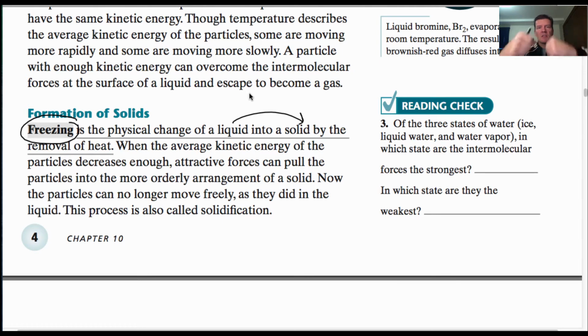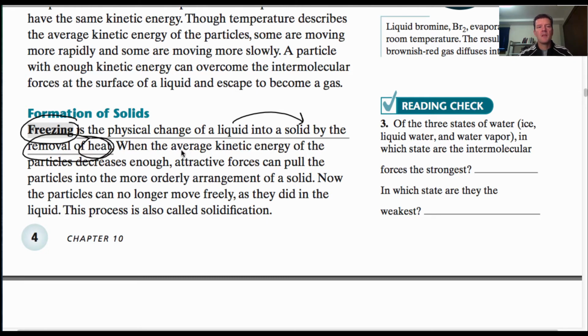If you want to turn that into a solid, where the particles can no longer flow and they're fixed in a place and just kind of vibrate, then you have to slow those particles down. And you do that by removing heat. You take away their kinetic energy. Remember, temperature and kinetic energy are connected. You remove some heat, the temperature comes down, you're taking away their kinetic energy by removing heat.